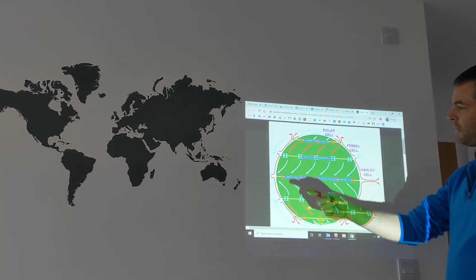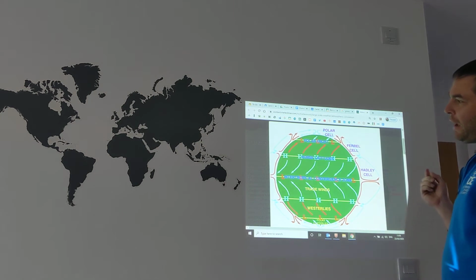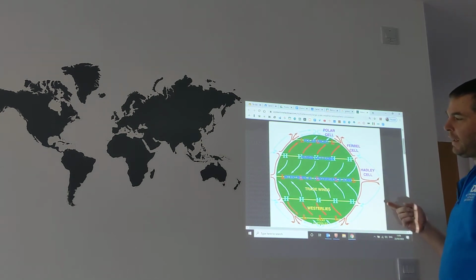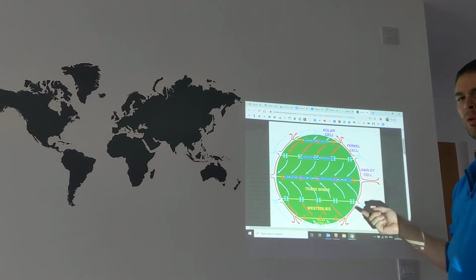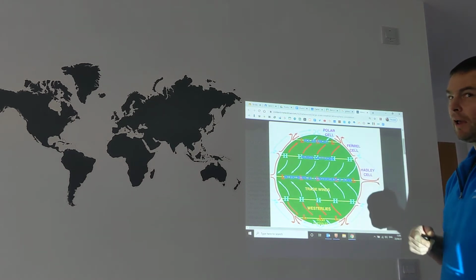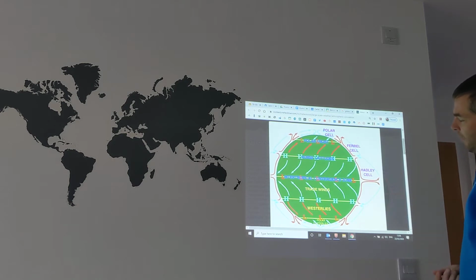You might find this is an image I just got from a Google search, and I want to talk you through how air circulates in different parts of the planet, which helps you understand why different ecosystems are located in different places. First of all, the main thing to consider is that the Sun is largely over the equator more than other parts, or it's strongest over the equator.